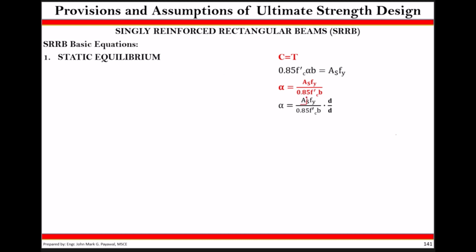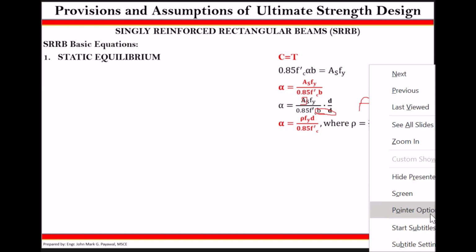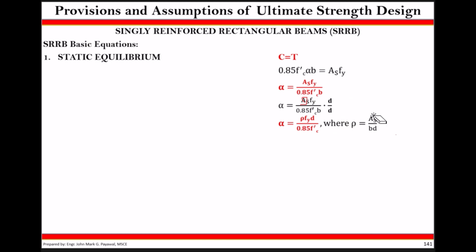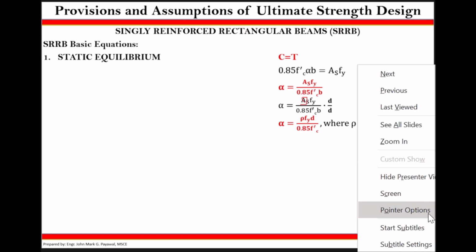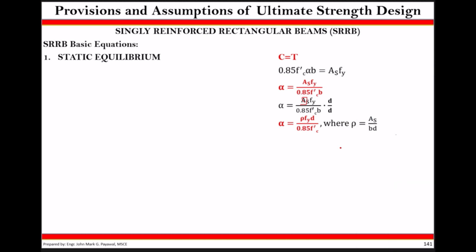We have As over bd would be equal to rho, if you can remember. So, pwede nating masimplify yan by saying alpha is also equal to rho fy d over 0.85 fc prime. Remembering rho is As over bd. Kung gusto naman natin gumamit ng omega, yung omega ko is actually equal to rho fy over fc prime. This is what we have.